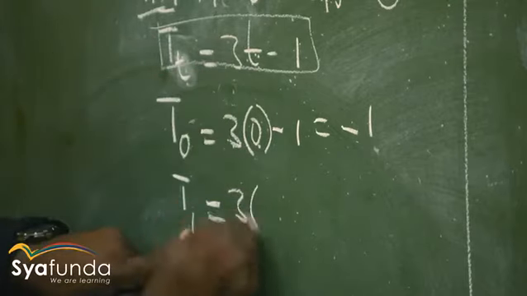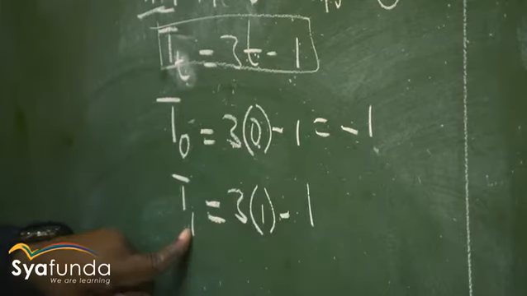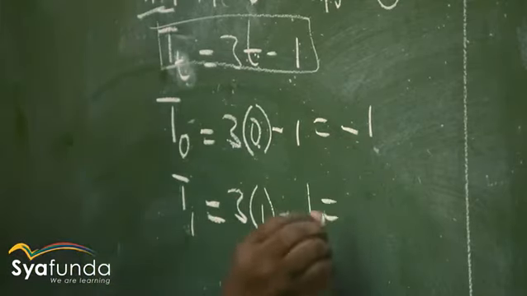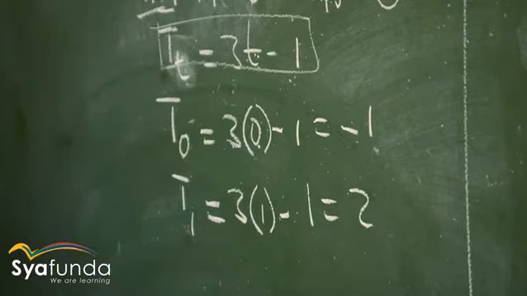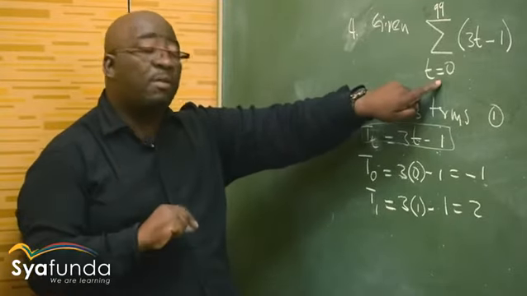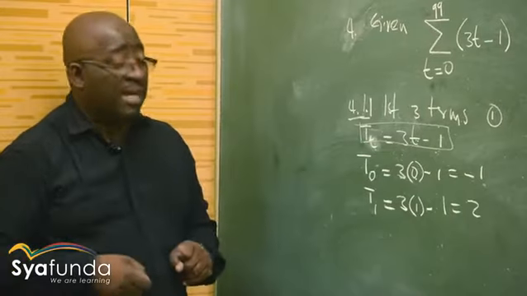Exactly as you see there, it's going to be 3 times 1 minus 1. 3 times 1 is 3. 3 minus 1 is 2. So the second term in this particular case will be 2. Of course, it is the term 0 that is the first term, but because we're starting from term 0, this becomes our second term.